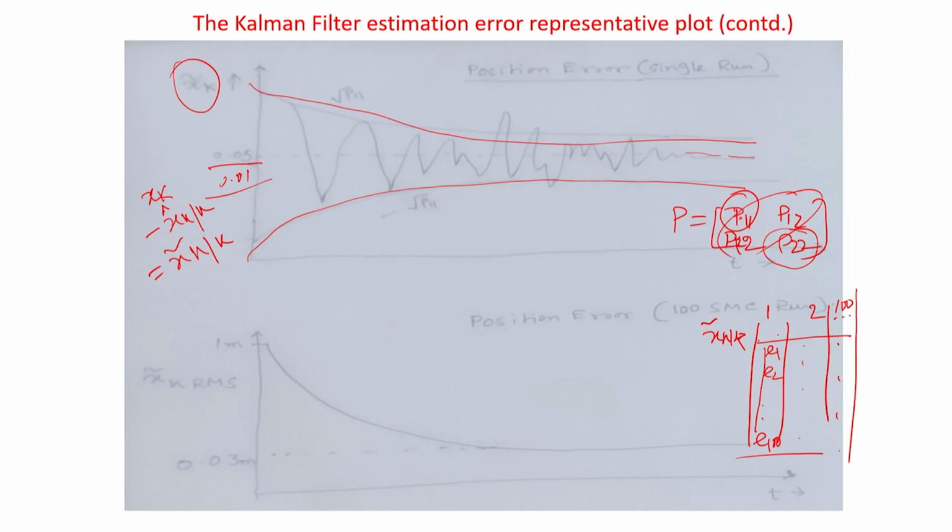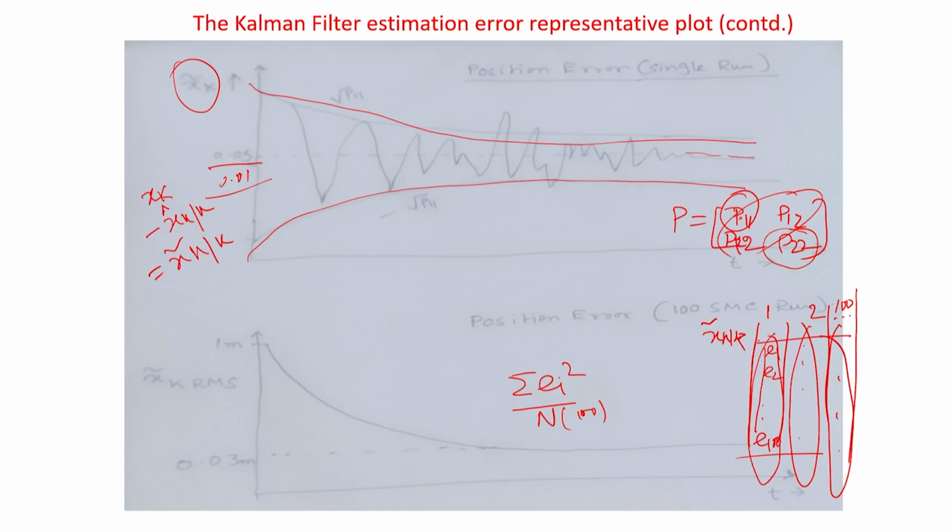Now, you calculate the RMS value across each sample. You know how the RMS value is calculated? Summation of Ei square divided by the number of runs. Here I have taken the number of runs equal to 100. You can take 100, 200, 300, whatever you want. The more runs you take, the more smoothing effect will come.